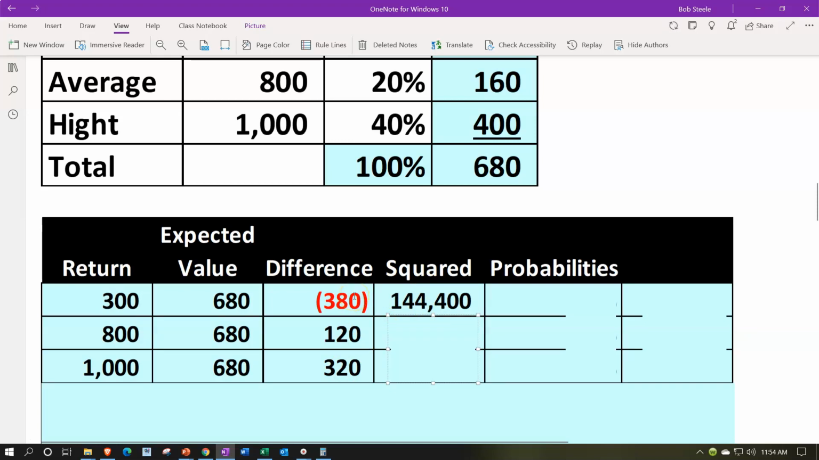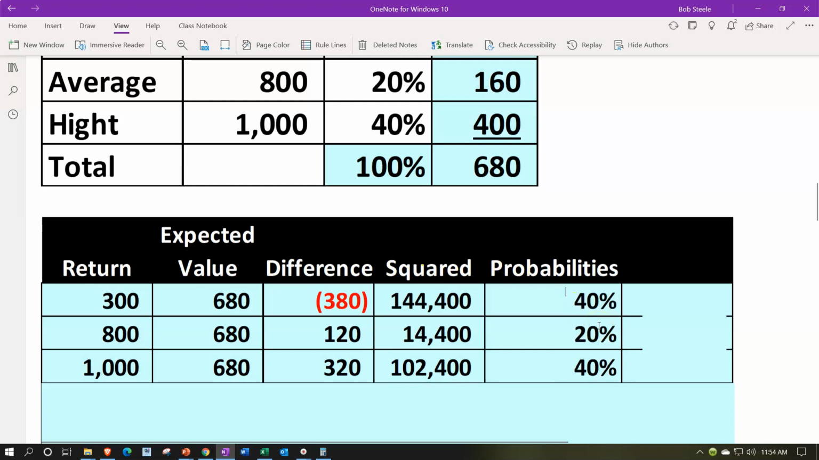And if you want to see this more slowly going through, you can take a look at some prior presentations where we spend a little bit more time on these. We'll just do them a little bit faster here. We got the negative 380 squared is the 144,400. 120 squared is the 14,400. 320 squared is going to be the 102,400.